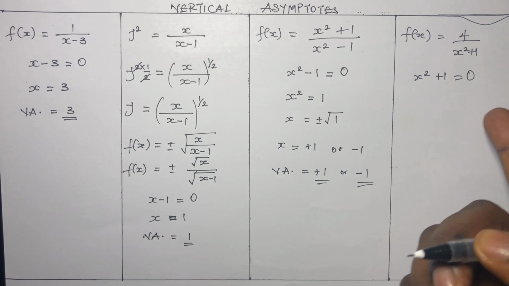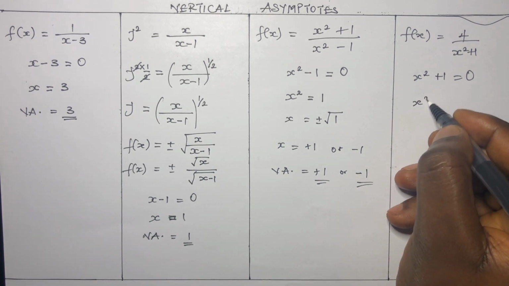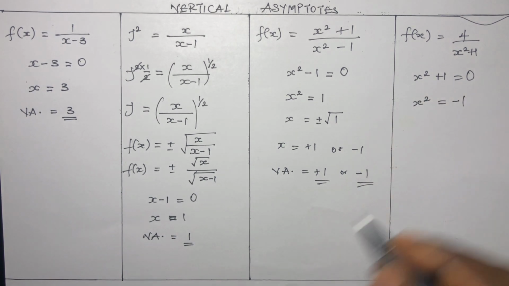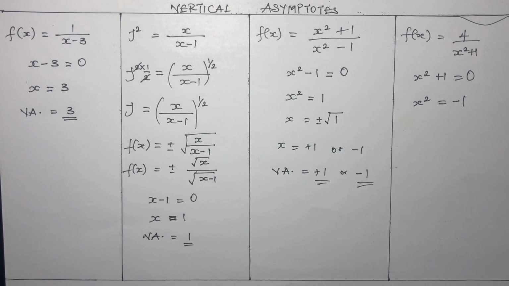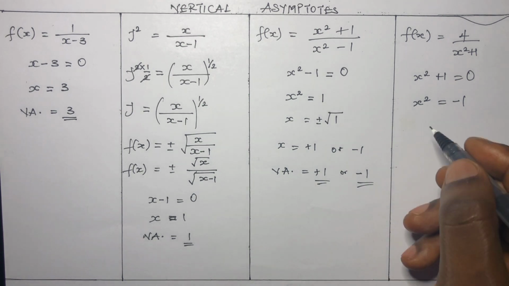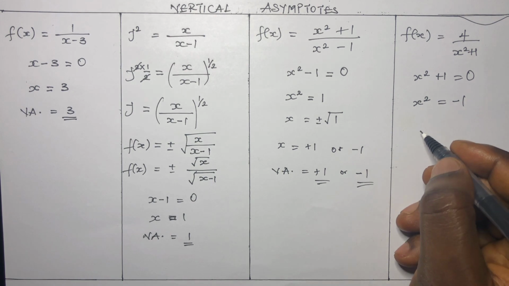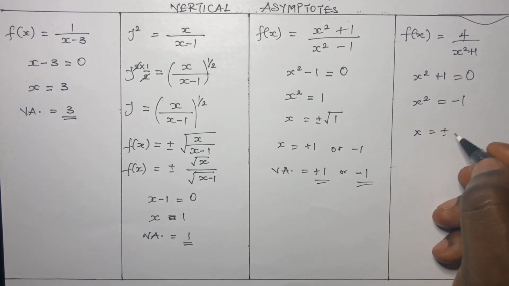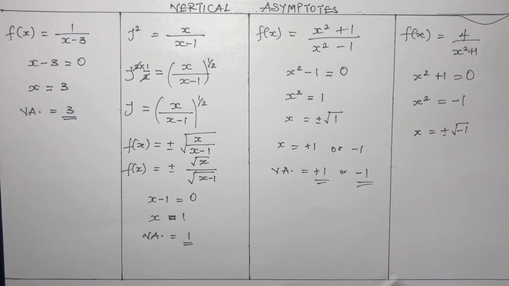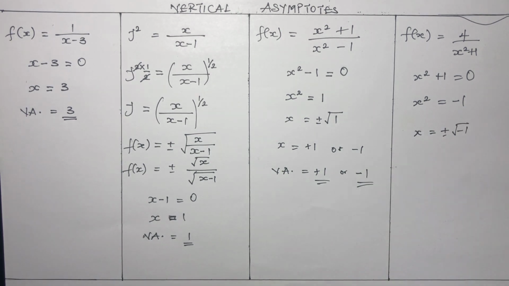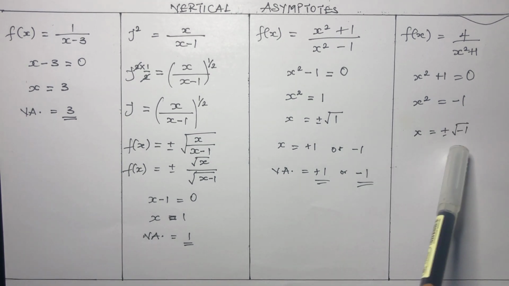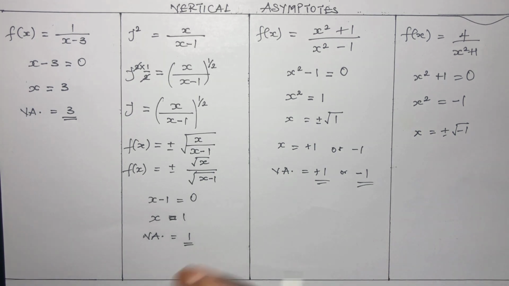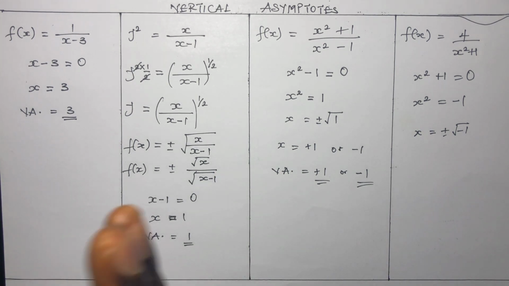Then if we subtract 1 from both sides, we have x squared equal to negative 1. So if we make x stand alone, we are going to take the root of this negative number. So we'll have x equal to plus or minus the root of negative 1. Cool. If we look at this expression, we will see that the root of negative 1 is actually out of the real number system.